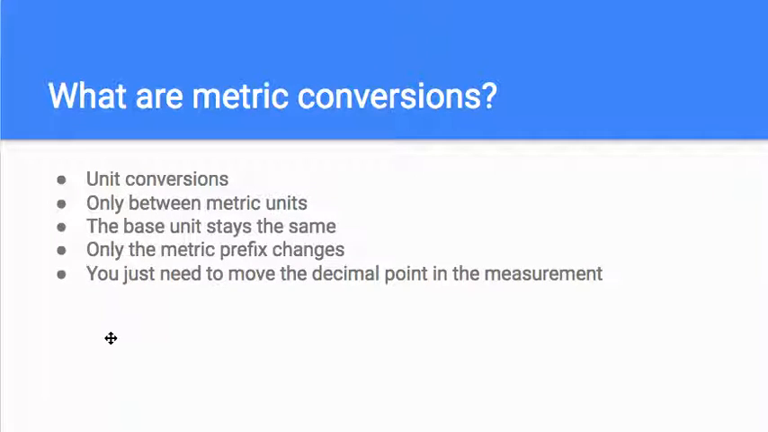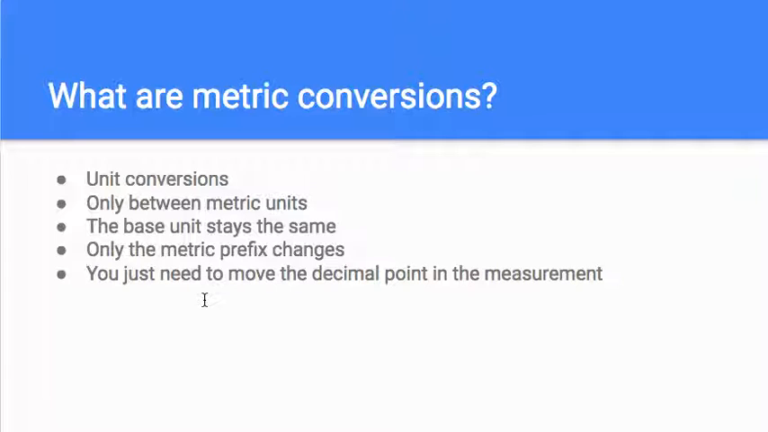Metric conversions are unit conversions. They're a type of unit conversion. They are only done between metric units, hence the name. The base unit in a metric conversion always stays the same. Only the metric prefix changes, so the prefix being that first part of the word.